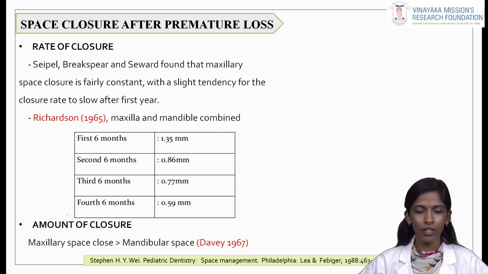First comes rate of closure. Seipel and Seward found that maxillary space closure is fairly constant, with a slight tendency for the closure rate to slow after the first year. Richardson in 1965 states that the space closure in the first 6 months is about 1.35 mm, in the second 6 months about 0.86 mm, in the third 6 months about 0.77 mm, and in the fourth 6 months about 0.59 mm. Next comes the amount of closure: maxillary space closure is always greater than mandibular space closure, as given by Davy in 1967.